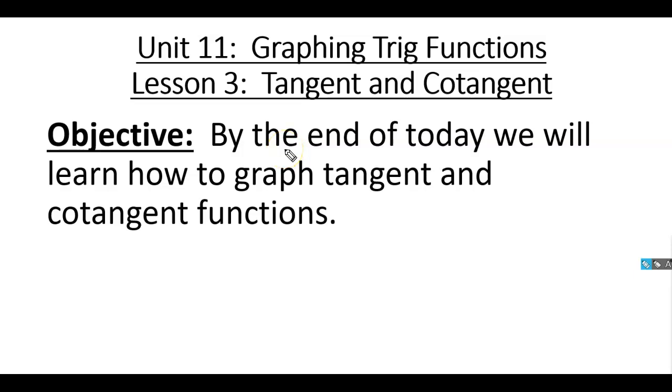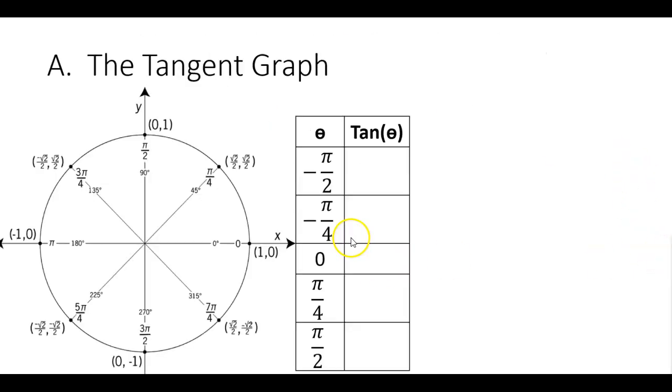So this is lesson 3. In lesson 3, we're going to talk about graphing the last two types of trig functions, which are tangent and cotangent functions. Let's go ahead and jump into that.